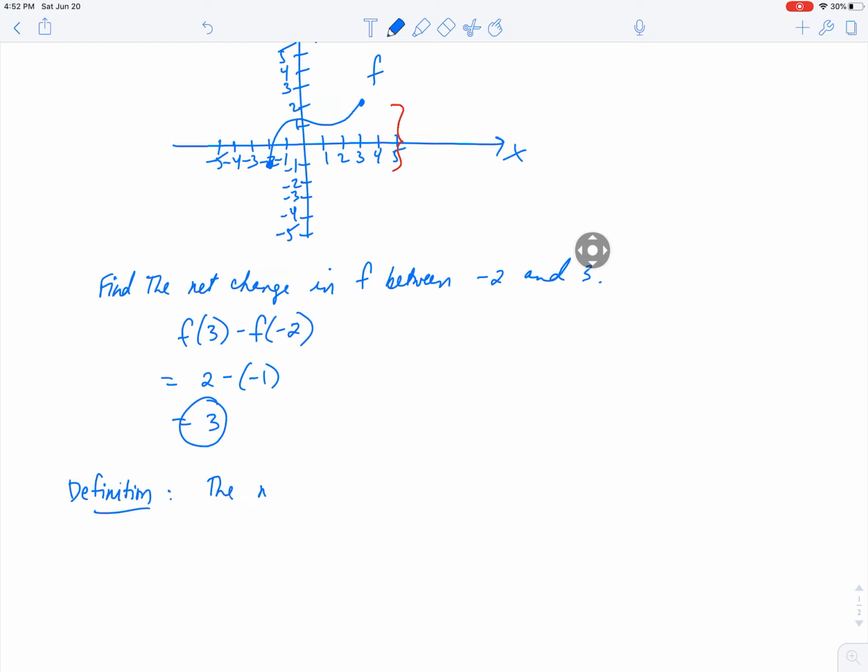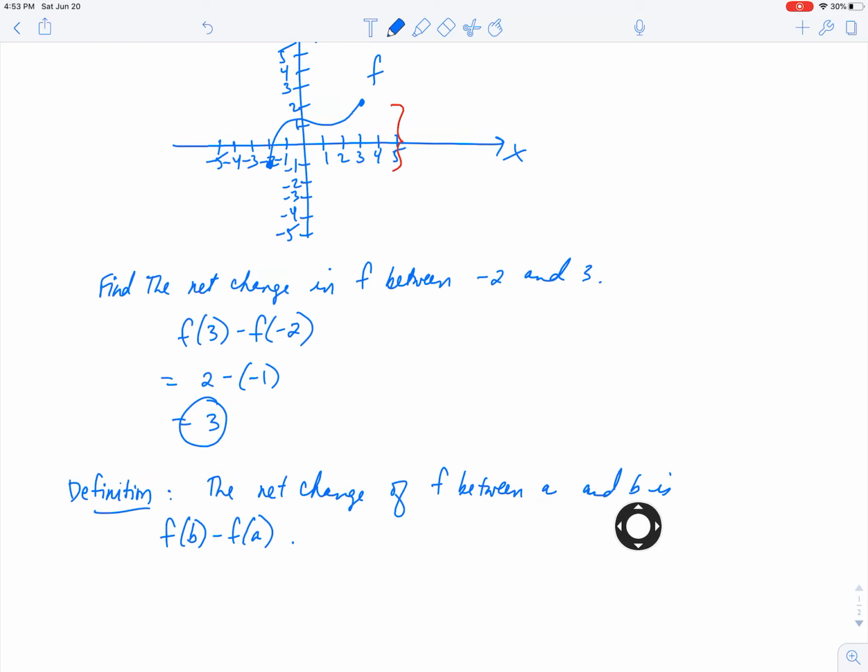So the net change of f between a and b is defined to be f of b take away f at a, where it's understood that these are values of x, a and b.